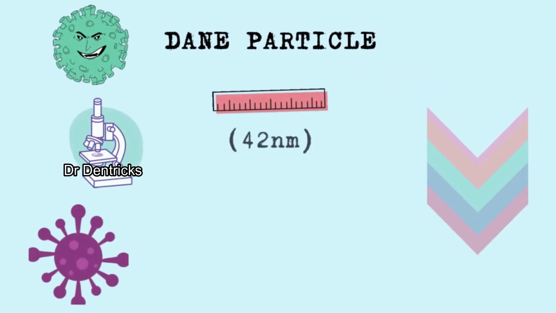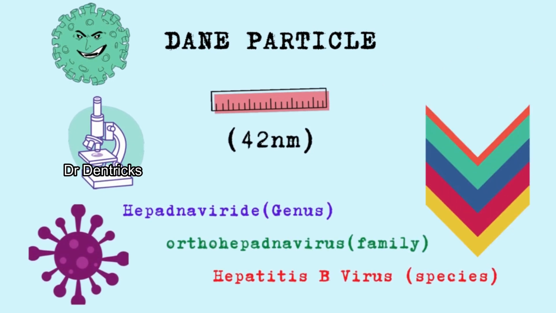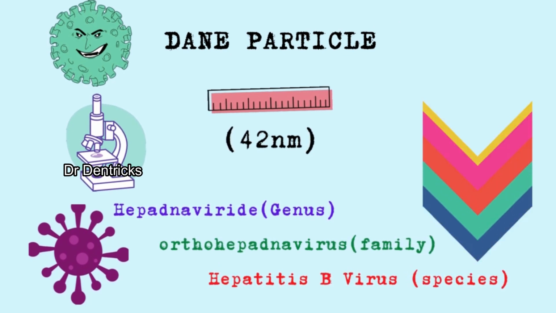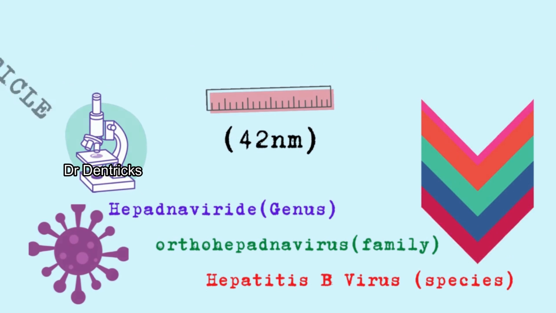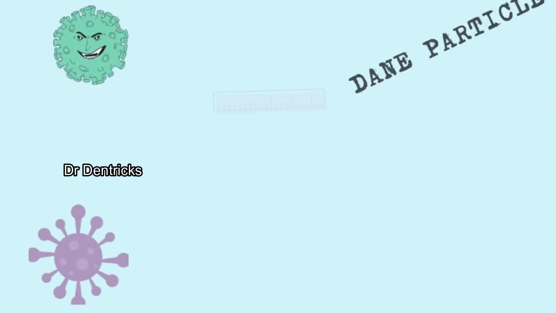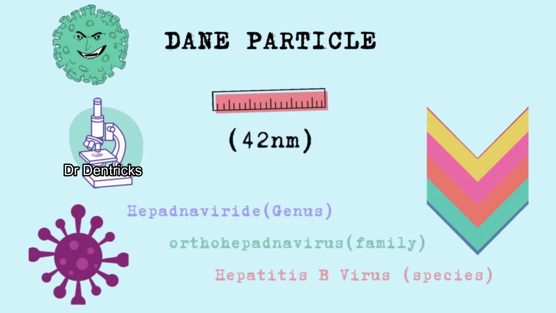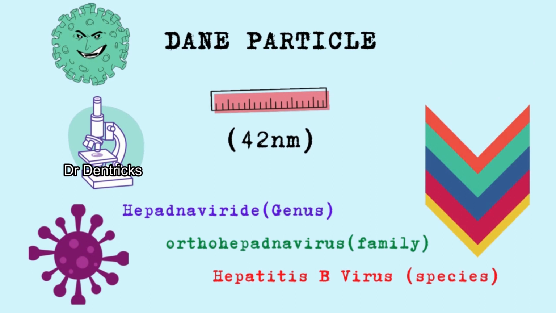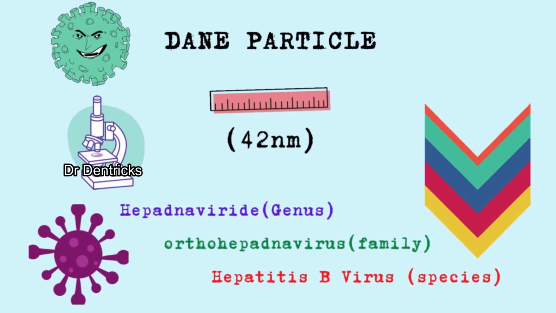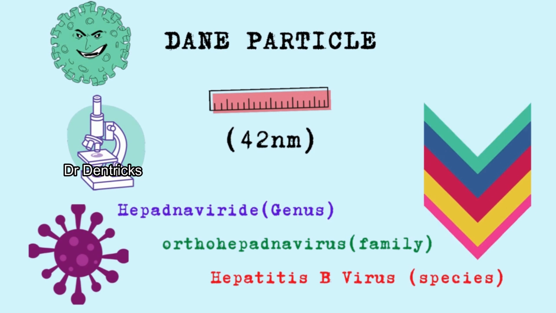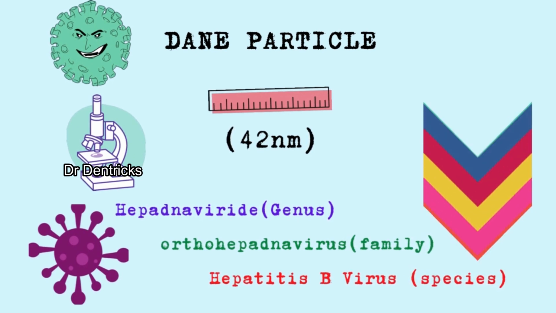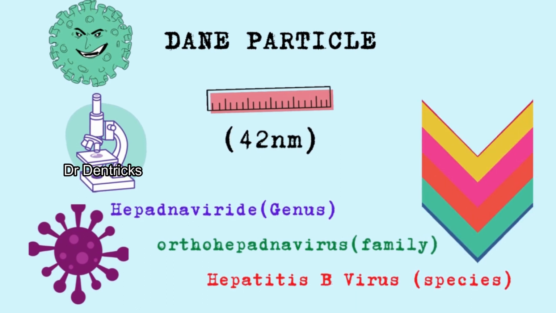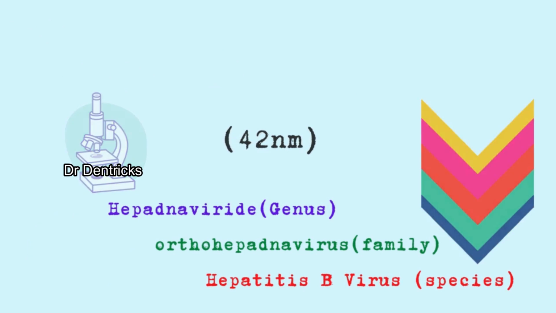Jumping into the background of this virus, the smallest particle or the virion of this virus is named the Dane particle, and microscopically it measures about 42 nanometers. Coming to the familial background, it belongs to the family Hepadnaviridae and the genus Orthohepadnavirus, and the species is named hepatitis B virus. There are totally 5 hepatitis viruses: hepatitis A, B, C, D and E. Out of these 5 viruses, hepatitis B virus has some relation with dentistry.